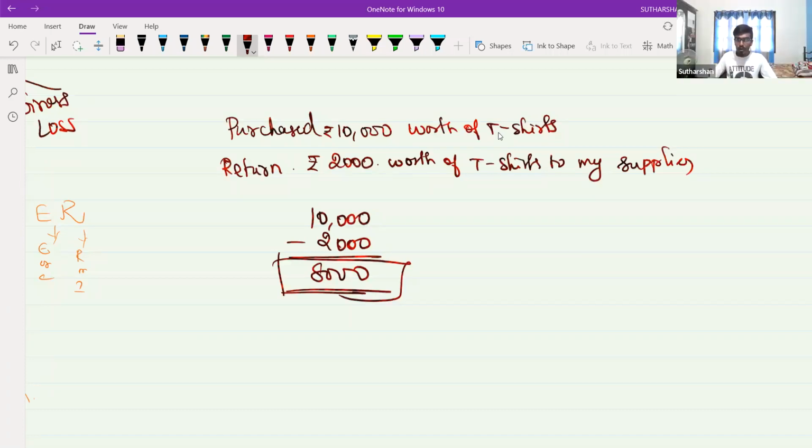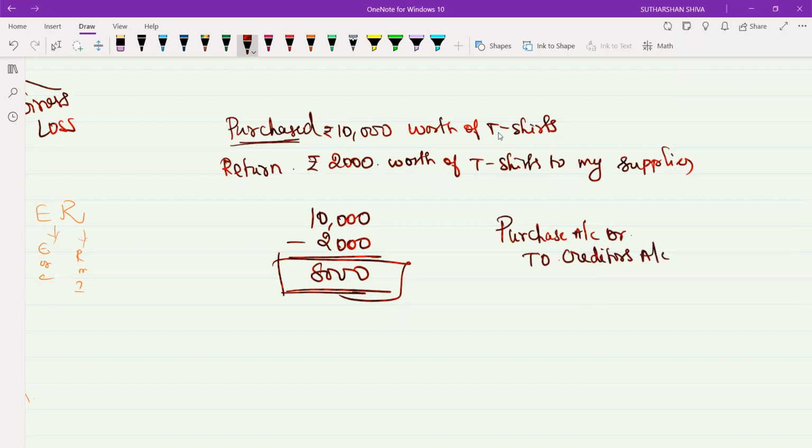We show it through a journal entry. What is the entry we will pass for purchasing? Let us take it that I am purchasing on credit. What is the journal entry we are doing? Purchases account debit to creditors account, since I am purchasing on credit. Then if I am returning, what is the journal entry I am writing?